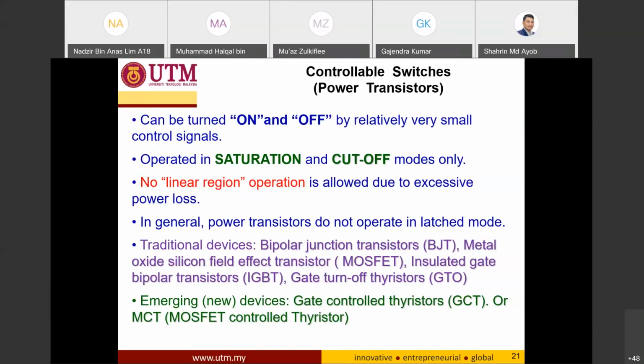Okay, the last power device that we want to discuss is what we call the controllable power switches, which is transistors. So for those who have only joined these sections, maybe due to a problem with the registration and so on. So transistors, there are two types. The first one is the electronics transistors used in electronics equipment. And we have what we call power transistors. So power transistors means these transistors are used in power applications.